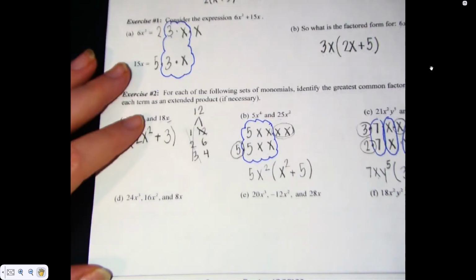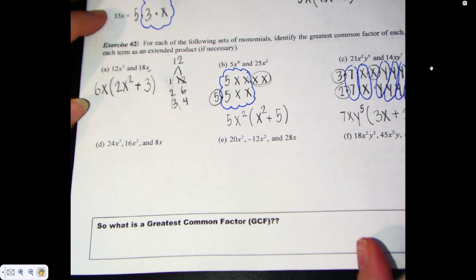Okay. All right, we're going to lose the expanded form here. And we're going to try and be smooth.